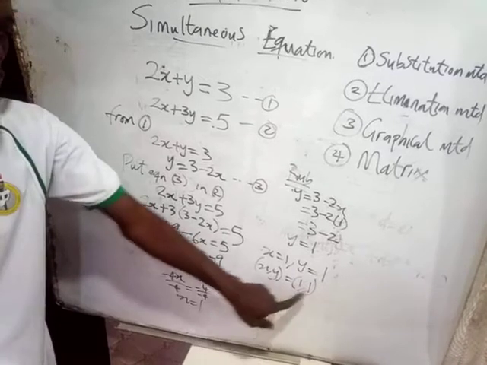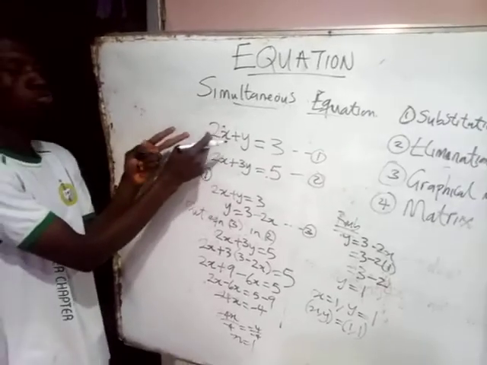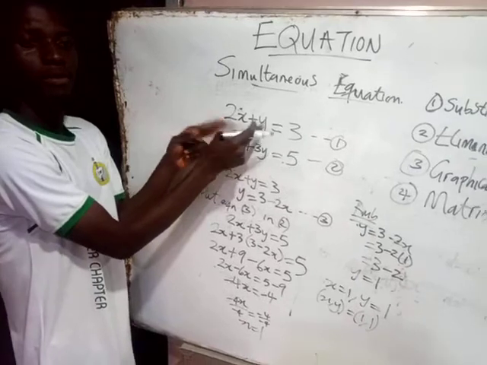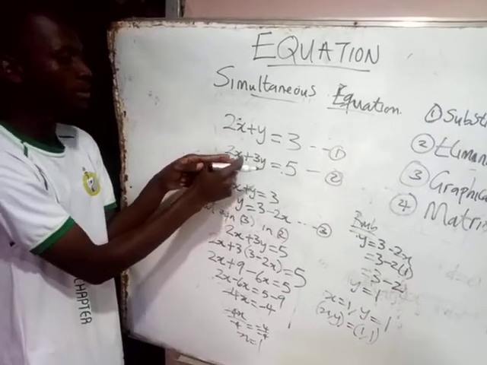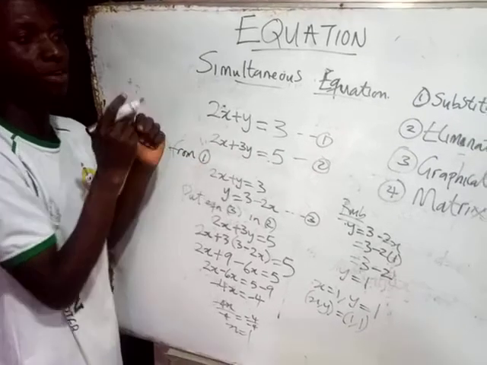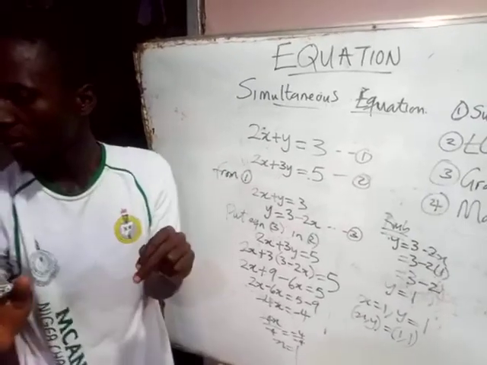Your x is equal to 1, your y is 1. If you put it here, 1 times 2 is 2, 2 plus 1 is 3. 1 times 2 is 2, 1 times 3 is 3, 2 plus 3 is 5. So this is the substitution method. Hope it's clear.